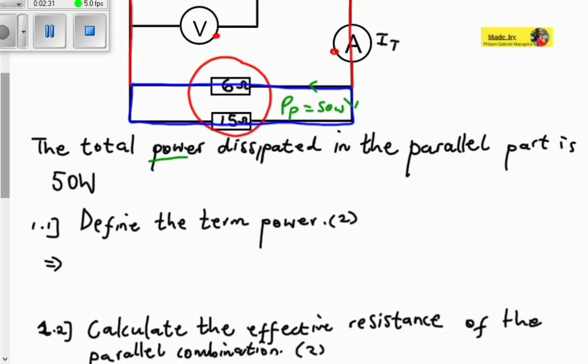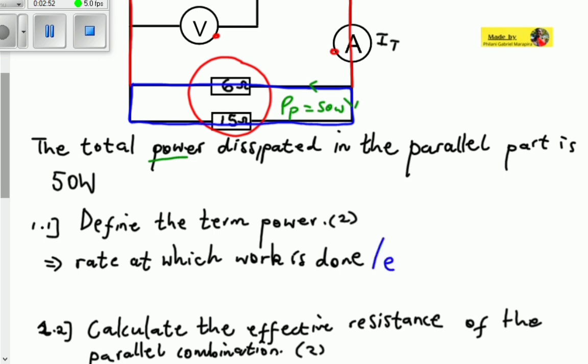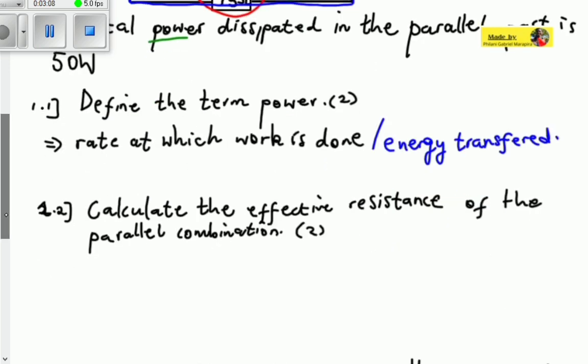So power is defined as the rate at which work is done. It means we're just asking how fast or slow work is done. You can say work done, or you can say energy transferred, because for there to be work there needs to be energy. That's why energy is the ability to do work. So power is defined as the rate at which work is done or energy is transferred. Now let's go to the calculations.